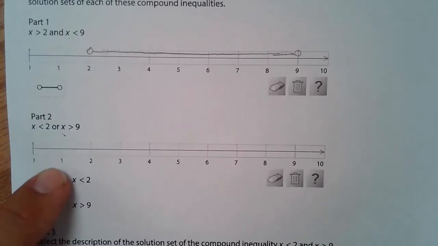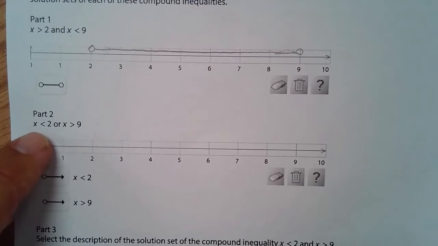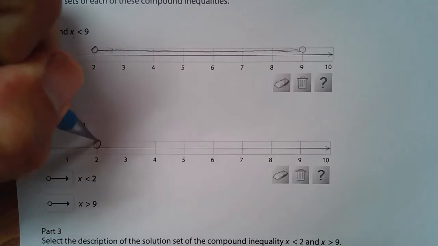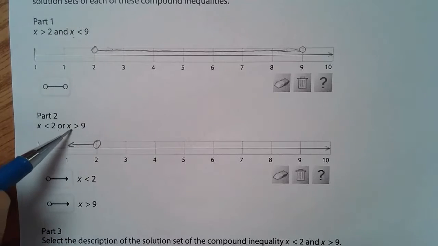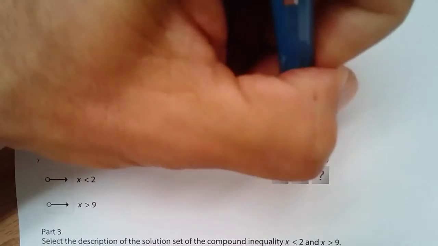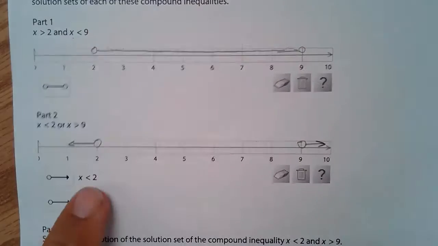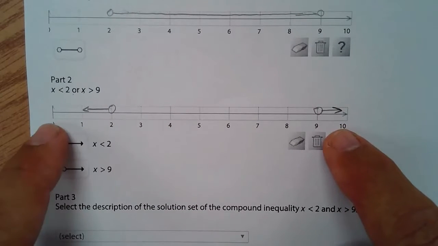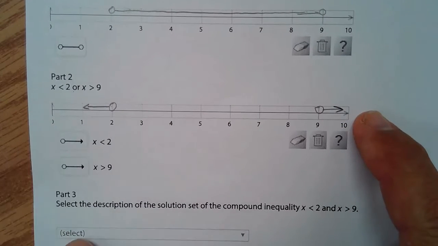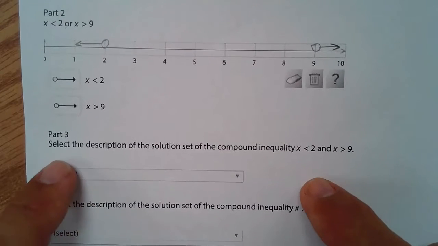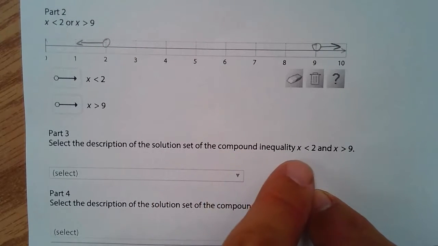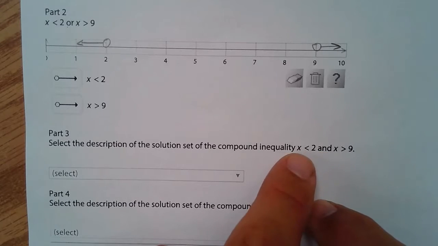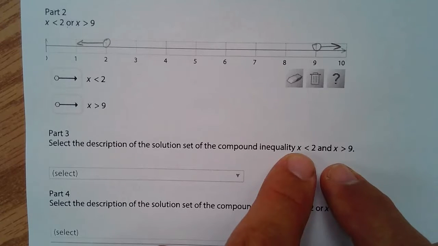Part 2. Let's do an or now. x is less than 2 or x is greater than 9, right here and right there. Now let's look at part 3. Select the description of the solution set of the compound inequality x is less than 2 and x is greater than 9.